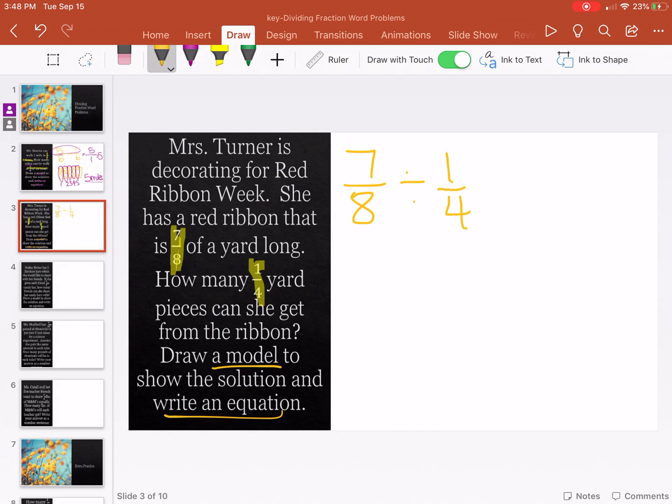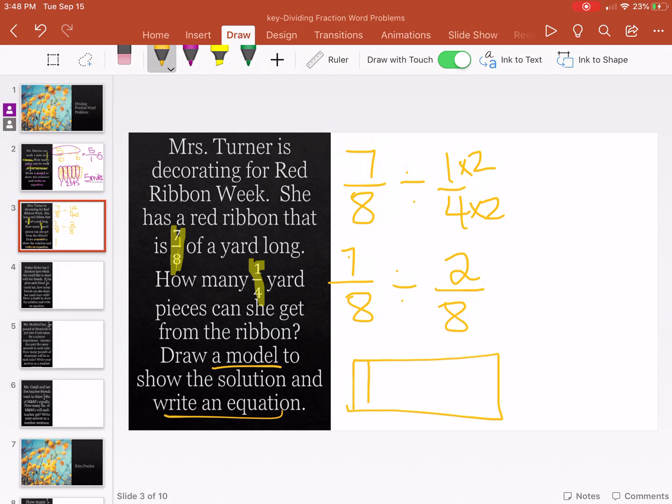Okay, let's get our common denominator. For 8 and 4, it's going to be 8. 7/8 stays the same. Times 2 times 2 is 2/8. So I'm going to draw 7/8. Shade in 7. I should have done a different color. And I'm putting them in groups of 2.